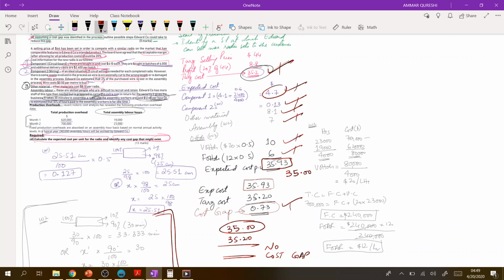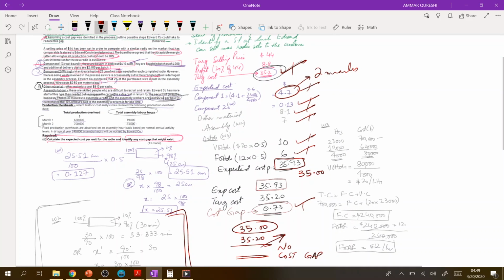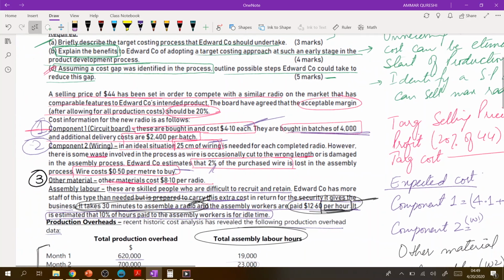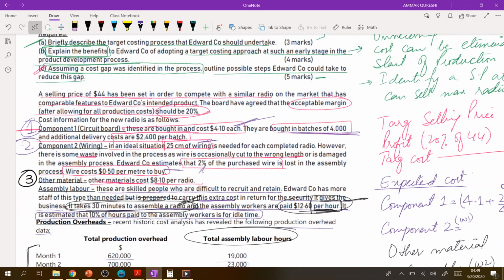For example, this figure has been wrongly calculated by a student, and this figure is worth 2 marks. So the examiner will just deduct 2 marks for this part, and will give you those marks which he has allocated for the other requirements. So this is basically part D. Now we haven't done part C yet. So now, assuming that a cost gap exists, outline possible steps that the company could take to reduce these gaps. So let's do it one by one.